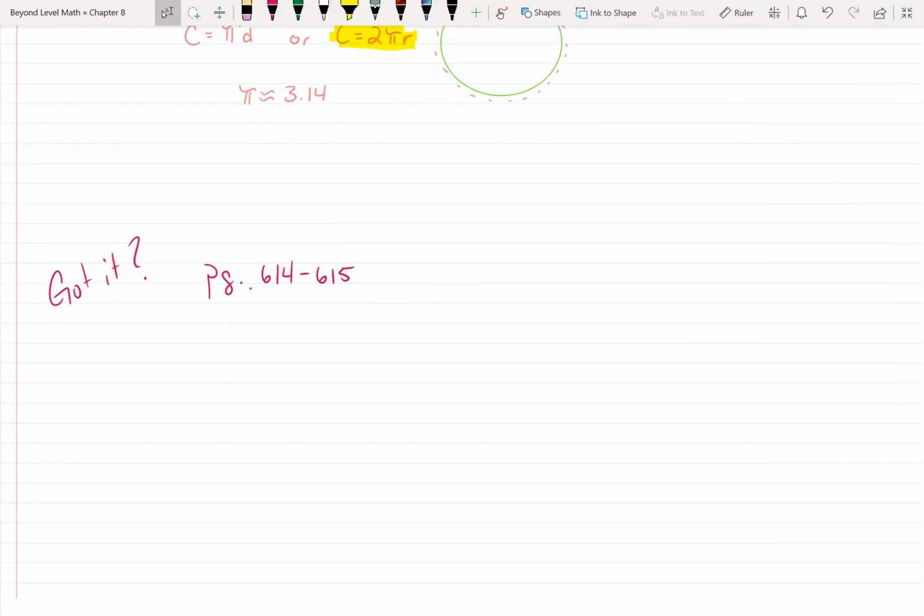Okay, so let's go ahead and finish those got it's. On page 614, we've got it A, and it says find the radius or diameter. Given the dimension, if D equals 23 centimeters, well, radius equals diameter divided by 2. So 23 divided by 2 is 11.5. R equals 11.5 centimeters. All right.